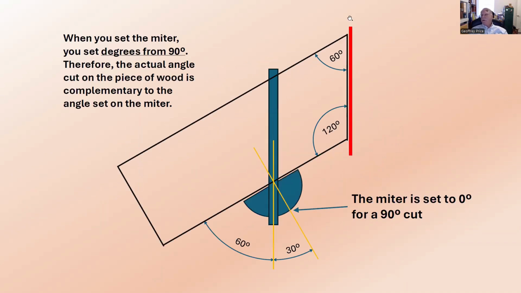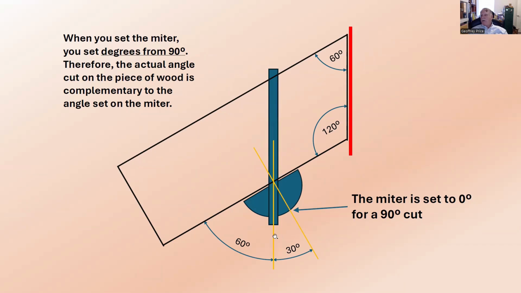Now, what do we do when we cut an angle? Well, out in the shop there, here's the table saw blade. I set the miter to 30 degrees, and I saw that what I got here was 60 degrees, right? And of course, that's 120 as we saw in the previous slide. Well, when you set the miter, here's the 0 point on the miter right here. So when you set 30 degrees, you set 30 degrees from 90 degrees. You don't set this angle.